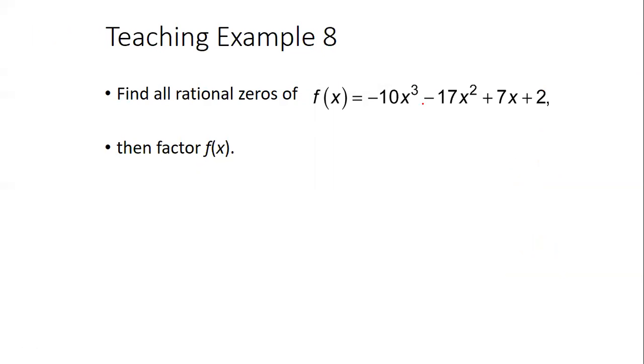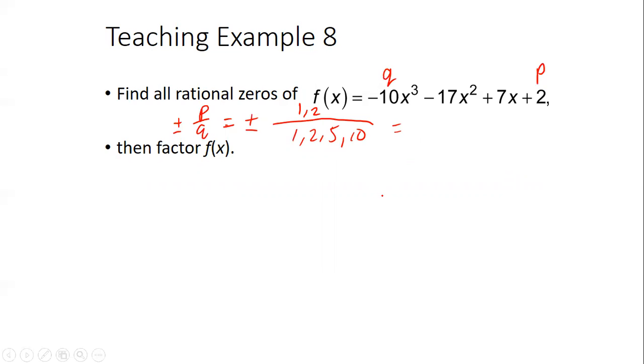So I'm going to start off with my p. So it's p and q. We have f of x equals -10x cubed minus 17x squared plus 7x plus 2. We're going to figure out what our possible factors are. And remember, it's p over q, so plus or minus. The factors of 2 are 1 and 2. The factors of 10 are 1, 2, 5, and 10.